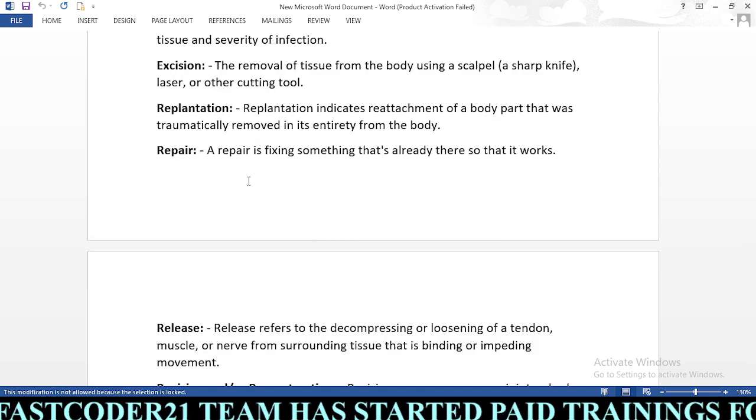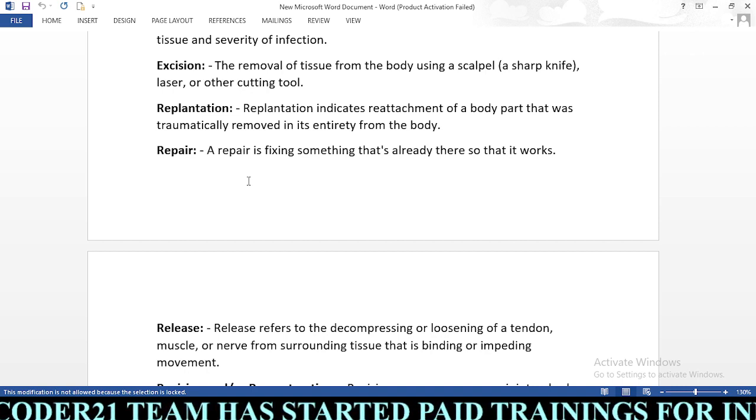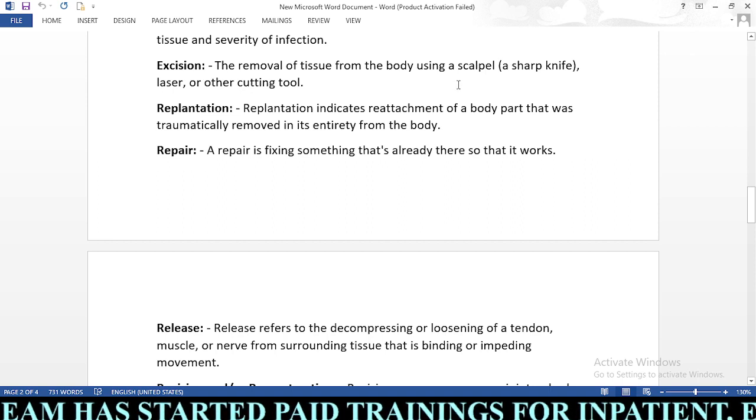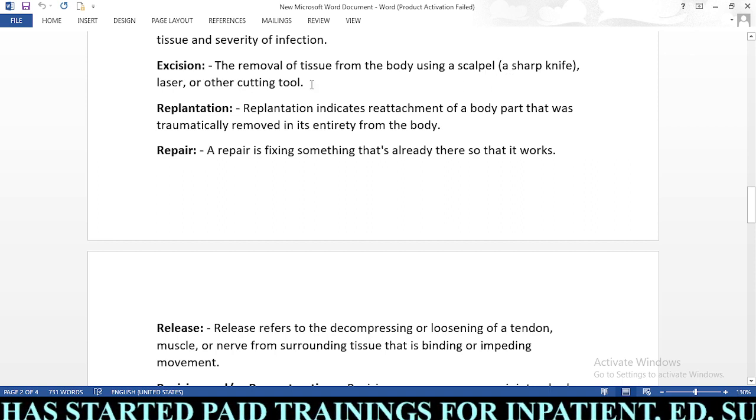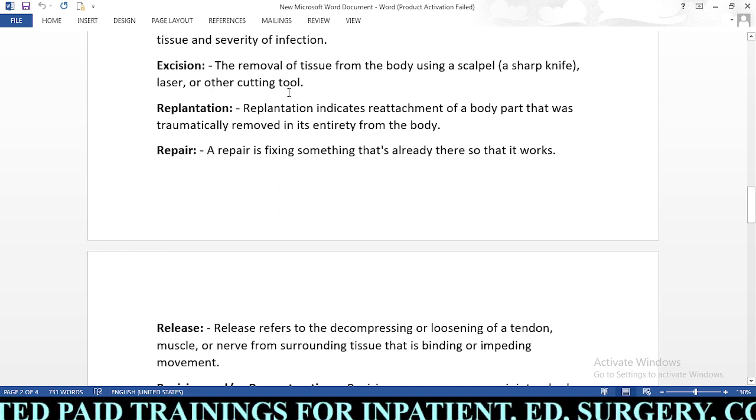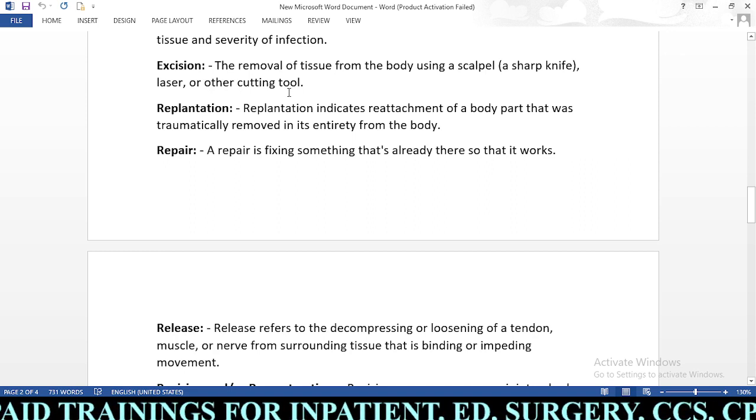Next one is excision. So what is excision? Excision is the removal of tissue from the body using a scalpel. Usually it is a sharp knife, laser or any other cutting tool. So basically excision is removal of the tissue from the body.